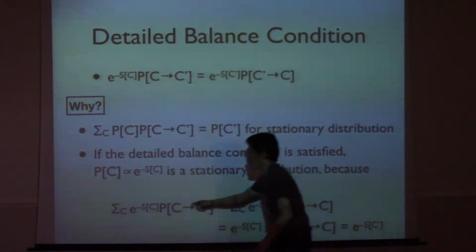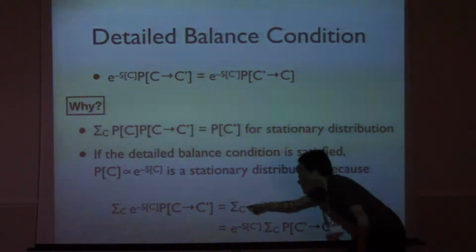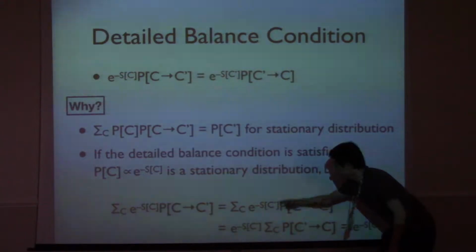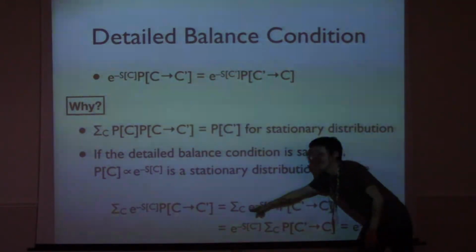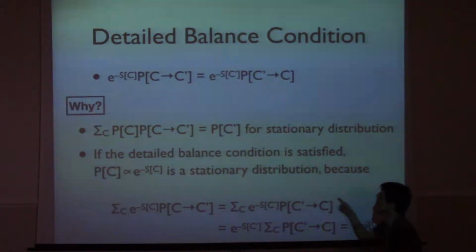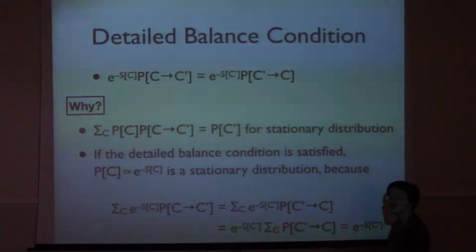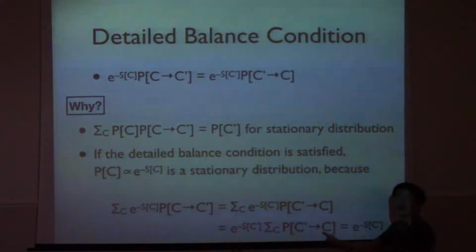You can flip c and c prime, and then you can take this sum with respect to c, only this part, because c prime knows nothing about c. The sum of the probability from c prime to c means the probability that c prime goes to something, but of course c prime goes to something. So if you take the sum with respect to c here, this is just 1.